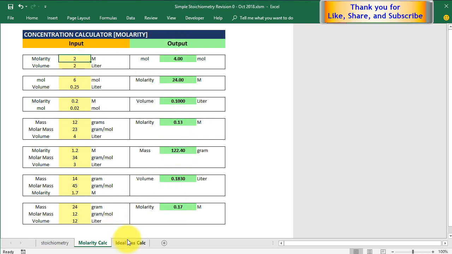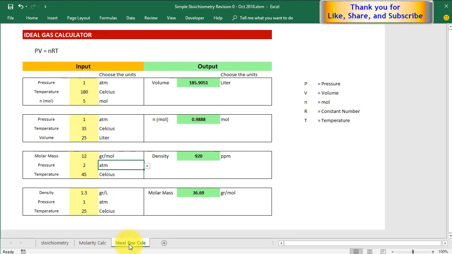Alright. And the other thing is the ideal gas calculator. This is based on the formula PV equals nRT. This is the legend. P for pressure, V for volume, n is mole, R is a constant number, and T for temperature. And we can choose the units also. This is for pressure: atm, bar, Pascal, millimeter mercury. And this is the output. We can choose the units also, like liter or cubic meter and ppm, but not moles, no. And molar mass is a standard unit.